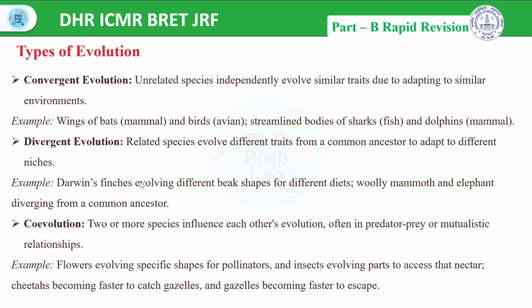Now there is coevolution, in which two or more species influence each other's evolution, often in predator-prey or mutualistic relationships. Example is flowers evolving specific shapes for pollinators and insects evolving parts to access that nectar. So that is coevolution. Flowers are developing and insects are also developing their parts to access the nectar from that flower.